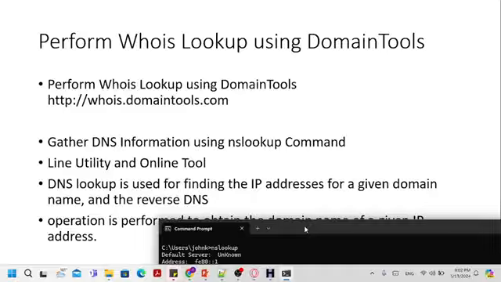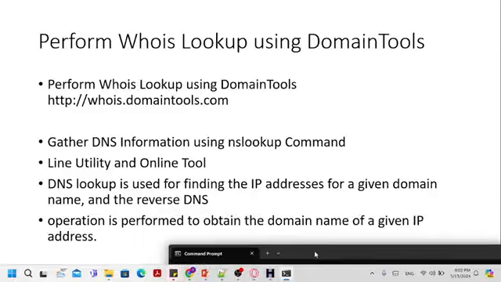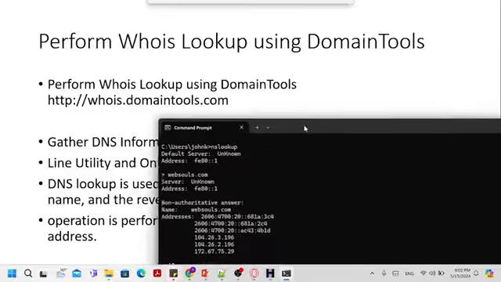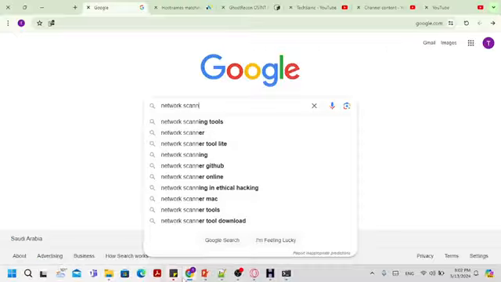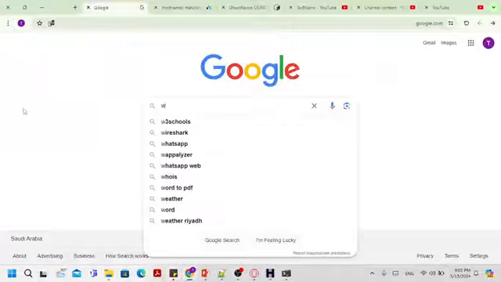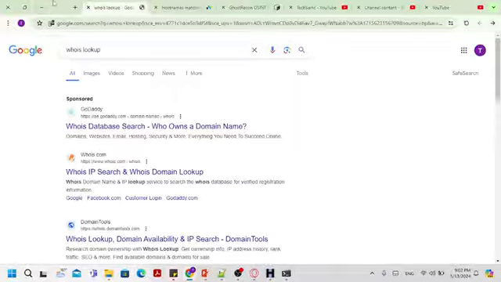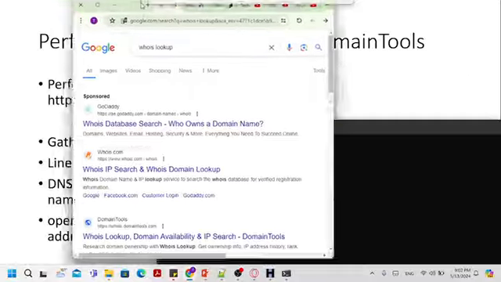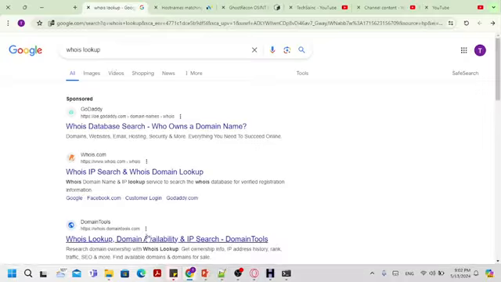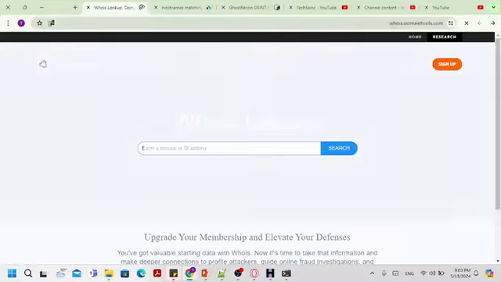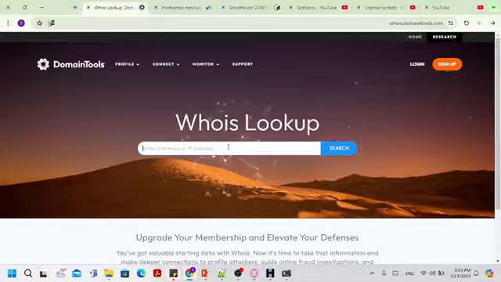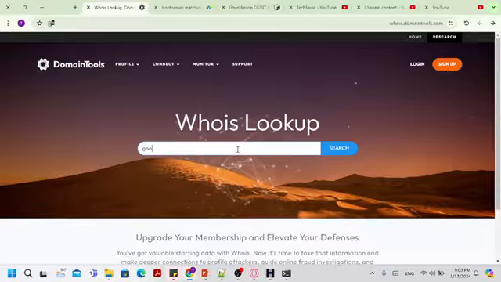So there are also two online tools that are used to gain domain information. Let's search for Whois NSLOOKUP. So this is a common tool that's used to get more information about a specific domain.